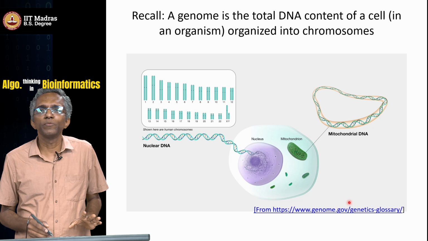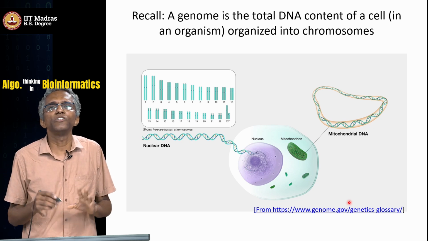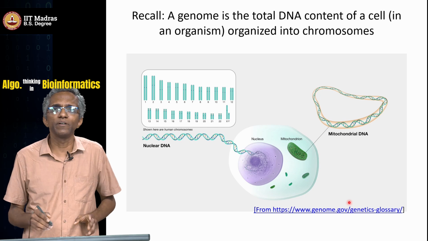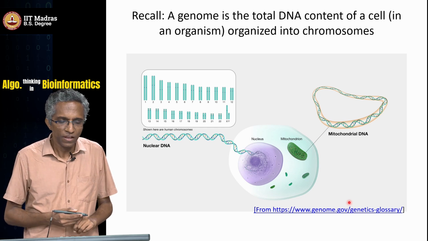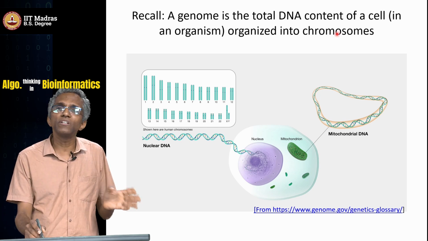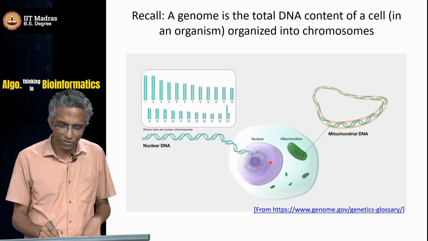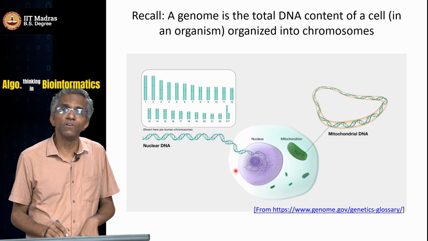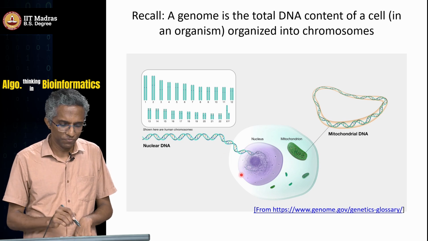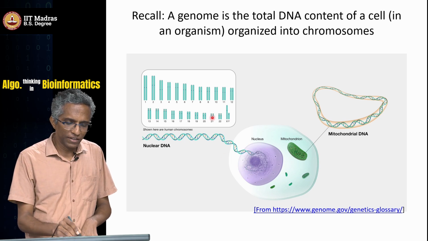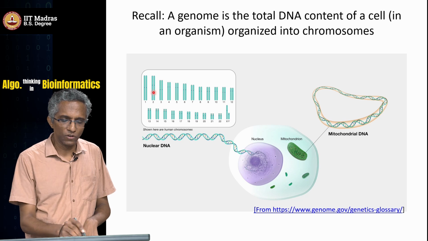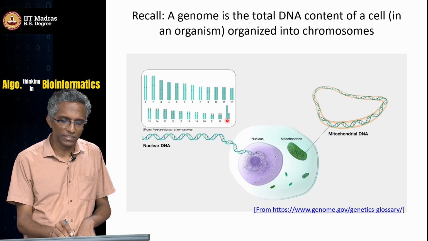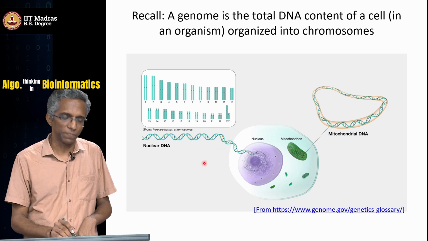Before we get into the problem, let us also remind ourselves why a genome level study is important and complementary compared to single gene level studies. Recall that the genome is the total DNA content of the cell. It contains both the nuclear DNA as well as the mitochondrial DNA. We will focus mostly on the nuclear DNA for today's session. In humans, for instance, the nuclear DNA is organized into 23 pairs of chromosomes, 22 pairs of autosomes, and then the gender chromosomes X and Y.